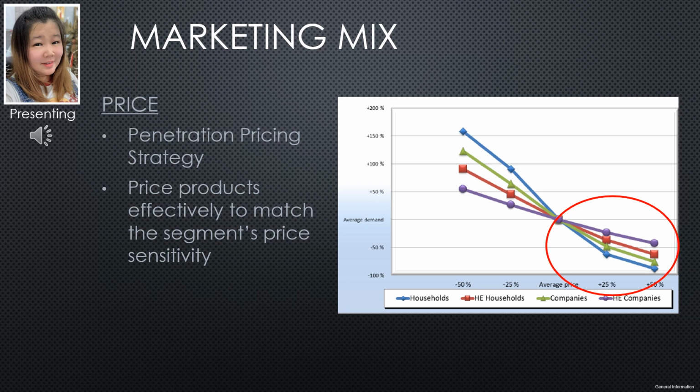Hence, by knowing this response, we can effectively set the price for the products for the segments that we are targeting. For example, by looking at the household segment, which is in blue, increasing 50% of the price, the demand will drop by 100%.